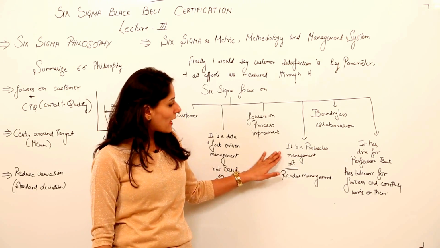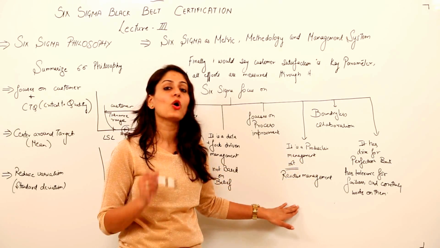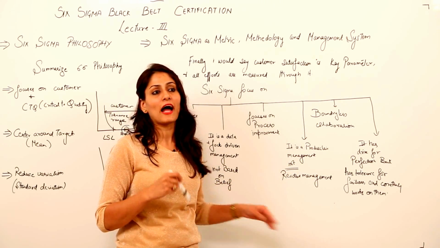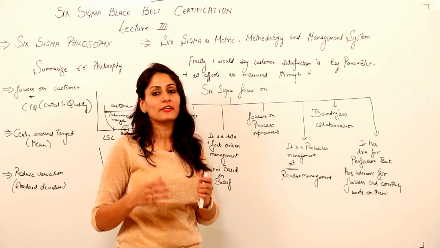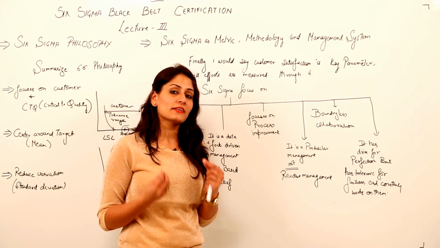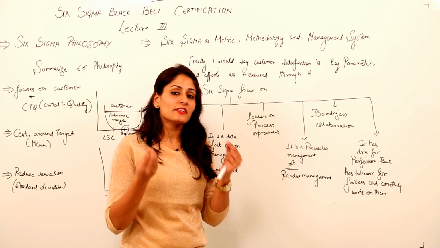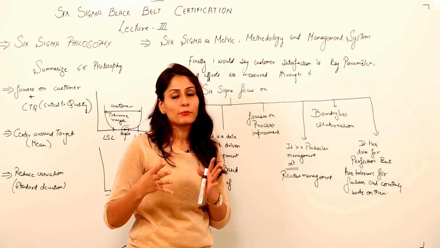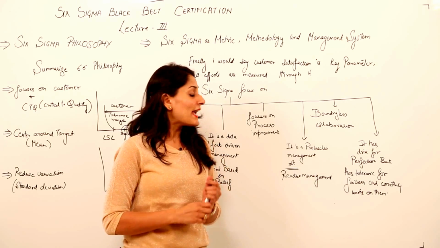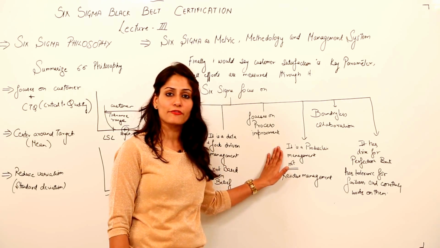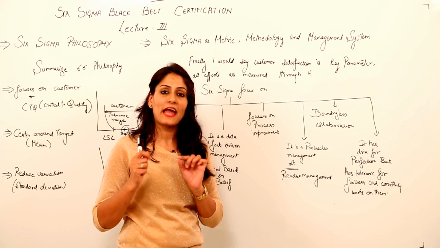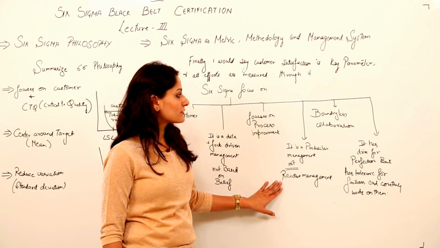Similarly, Six Sigma is a proactive management, not a reactive management. By reactive management, I mean that I would take action only when the defects are already there in my products and services. So, Six Sigma is a proactive management. This means it takes care of the inputs, that's raw material, the manpower, the machinery, everything. Six Sigma takes care of them so that whatever is produced has fewer defects and fewer errors.